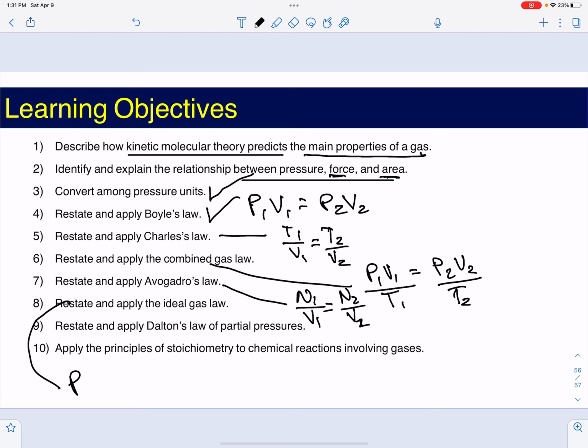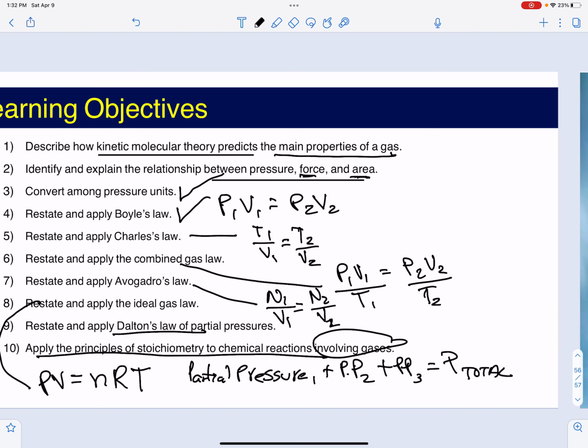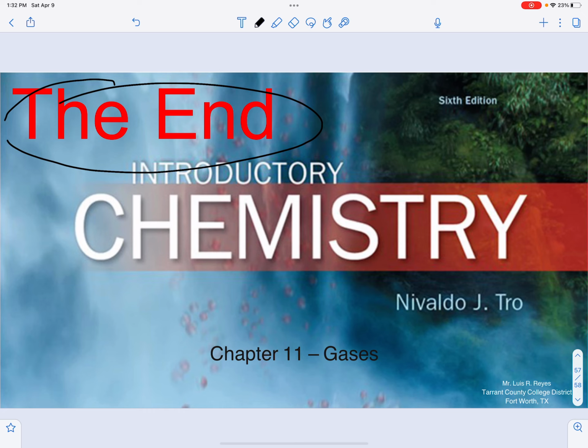We have done a lot with the ideal gas law. And we saw Dalton's law of partial pressures, where the partial pressure of one gas in a mixture plus the partial pressure of the second gas plus the partial pressure of the third gas is going to give us the total pressure. And then we just did a stoichiometry involving gases. And that covers the whole chapter, which brings us to the end.